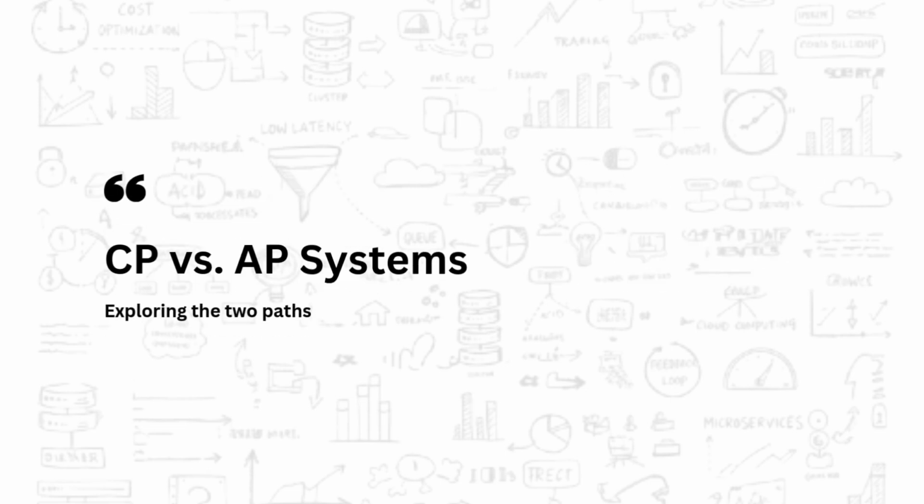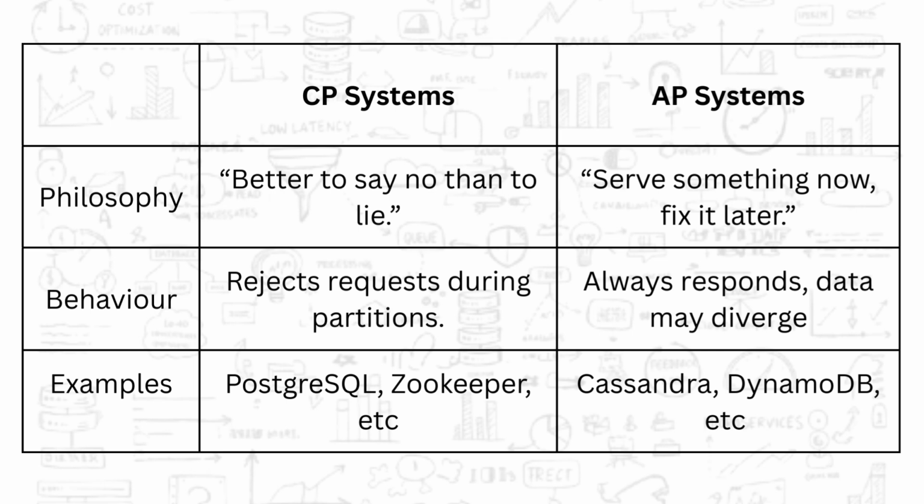So this choice, this fork in the road, leads to two main families of distributed systems. We call them CP systems, which choose consistency over availability, and AP systems, which do the opposite. And you can really think of them as having two totally different philosophies. A CP system's motto is basically, better to say nothing at all than to lie. Correctness is king. An AP system, on the other hand, is more like, just give them an answer now, we'll sort out the details later. Uptime is everything. And you can see some classic examples of each here.